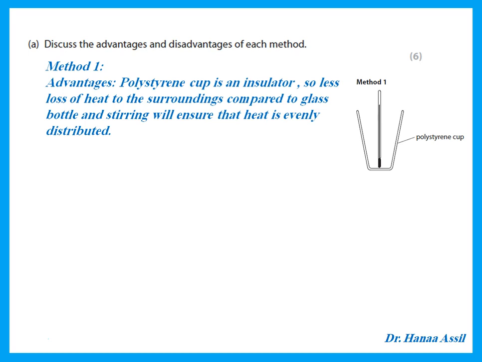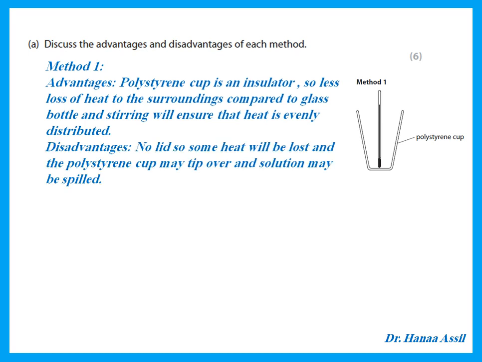And he was using a polystyrene cup. This is good because it's an insulator, so less loss of heat to the surroundings. And he was stirring it, so that is good. We should stir to ensure that heat is evenly distributed. So these are the advantages. What are the disadvantages? Well, he did not use a lid. That's bad. He should have used the lid. No lid, so some heat will be lost.